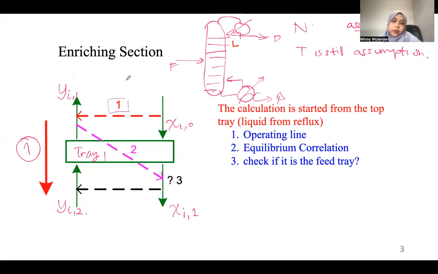So we should know the operating line. And after that, once you know the vapor fraction from tray 1, you can obtain the liquid fraction that comes out from tray 1 using the equilibrium correlation. And then with this one, we can check if it is a feed tray by checking the composition, if the composition is that of the feed tray as well.